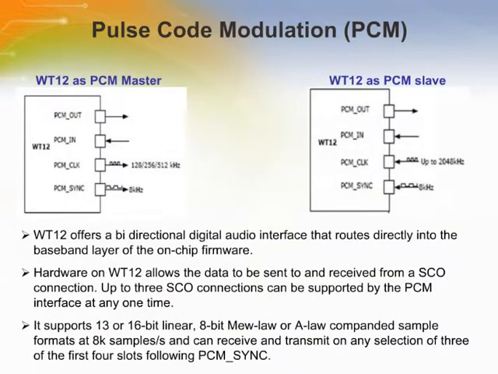Pulse code modulation is a standard method used to digitize audio and particularly voice patterns for transmission over digital communication channels. It supports 13 or 16-bit linear, 8-bit mu-law or A-law companded sample formats at 8K samples per second, and can receive and transmit on any selection of 3 of the first 4 slots following PCM sync. The PCM configuration options are enabled by setting the PSKey PCM config 32. When configured as the master of the PCM interface, WT12 generates PCM clock and PCM sync. When configured as a slave of the PCM interface, WT12 accepts PCM clock and PCM sync. PCM clock rates up to 2048 kHz are acceptable.